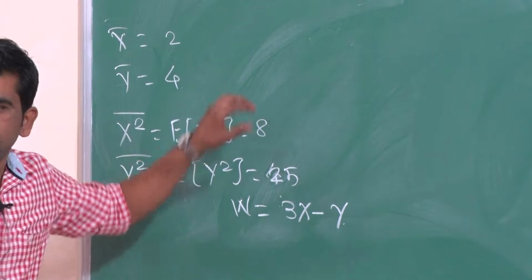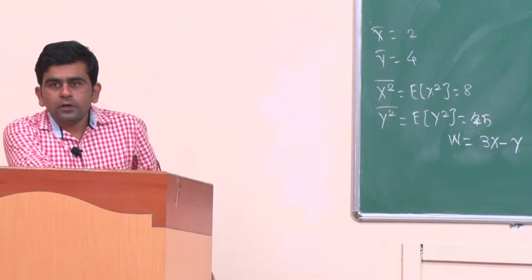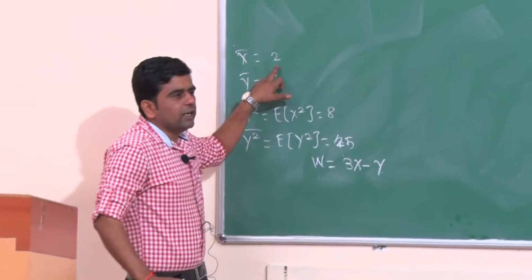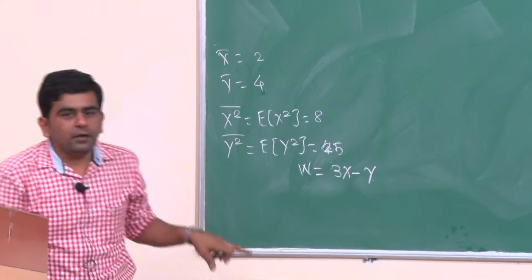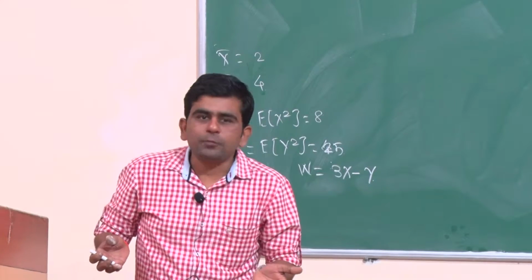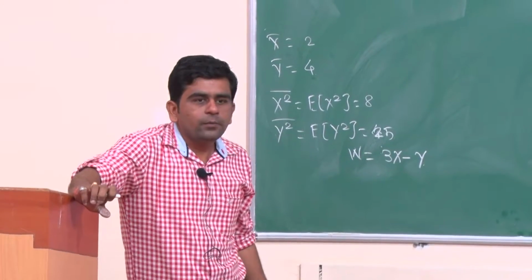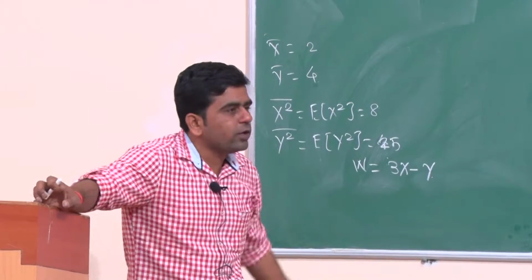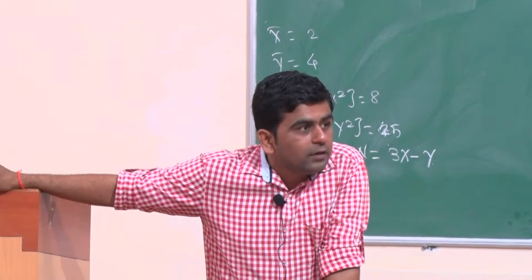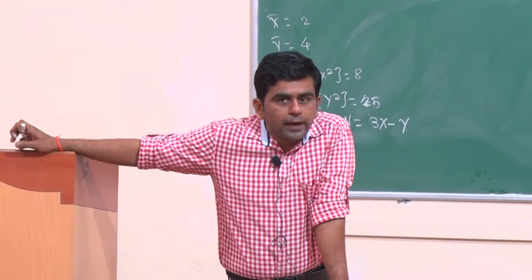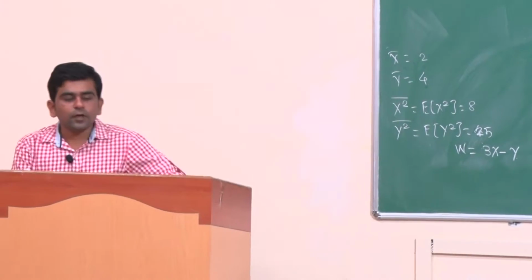So in this example, we are having the two random variables which are statistically independent. Mean value for x, that is equal to 2, mean value for y equal to 4. Then second moment about the origin, expected value of x square, that is equal to 8, and expected value of y square, that is equal to 25. For this new random variable w equal to 3x minus y, we have to find out its mean value, then its second moment, that is expected value of w square, and finally the variance of the random variable w.